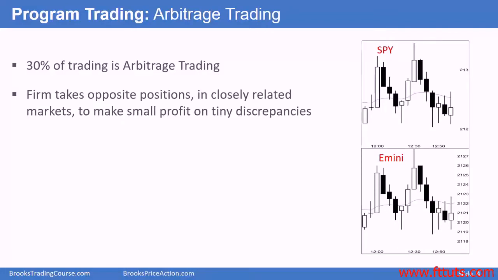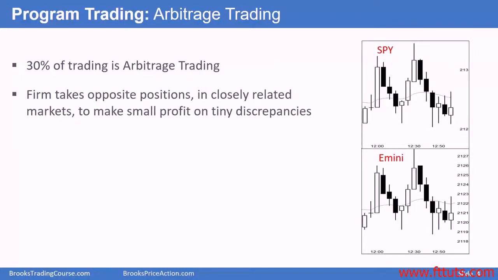So they're looking to make tiny profits, and they do it all day long. And that is why related markets have charts that are almost identical like this, because the arbitrage firms are constantly looking for tiny discrepancies between related markets, and then they fade them. So if the SPDR is a little too high relative to the E-mini, they buy more E-mini and they sell SPDR until the prices are the same, and then they take their profits.